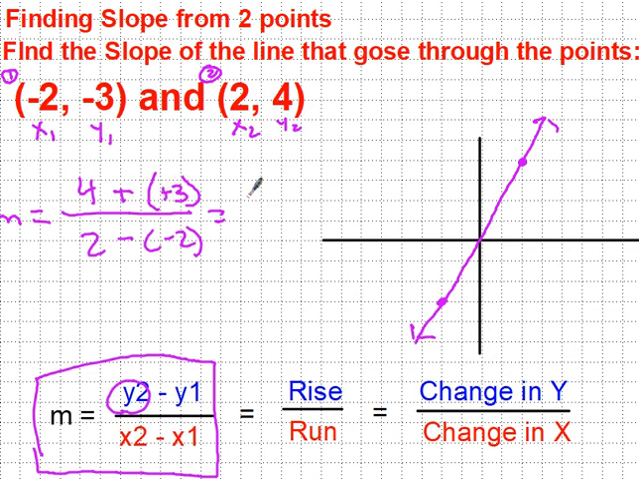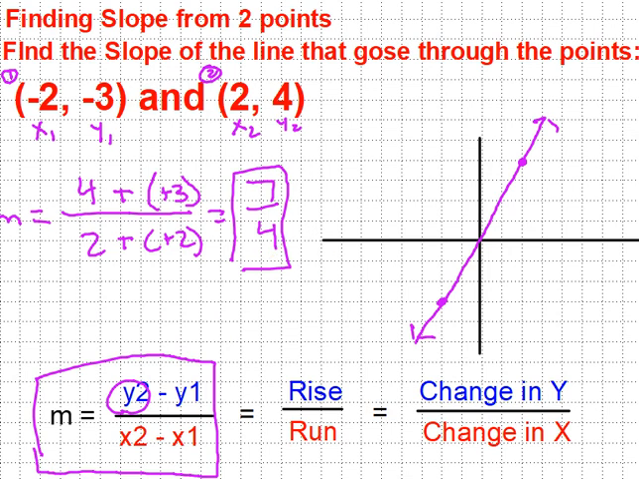So 4 plus 3 is 7. Keep change. 2 plus 2 is 4. In conclusion, my slope for this particular line is 7 over 4. And I can't simplify that, so I'm done. We can leave it as an improper fraction because that shows me my rise and it shows me my run.